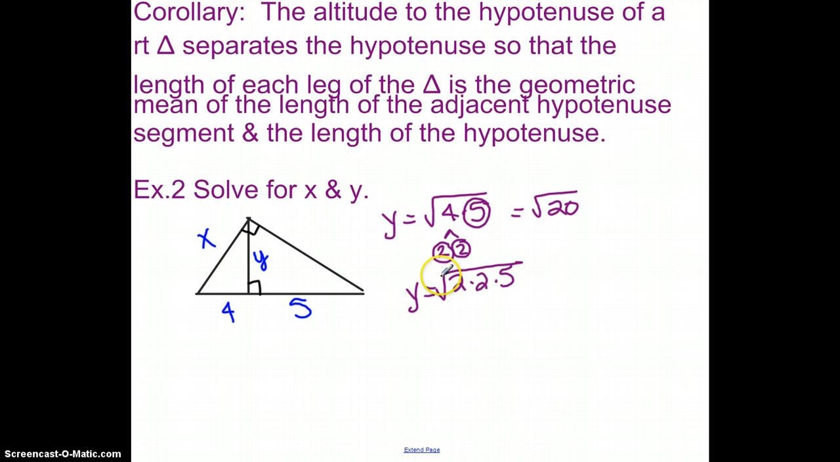Now, often when I do this, remember we paired these up. So it's going to be 2 square root of 5. So in this little answer box that we're making, we have just found y to be 2 square root of 5.